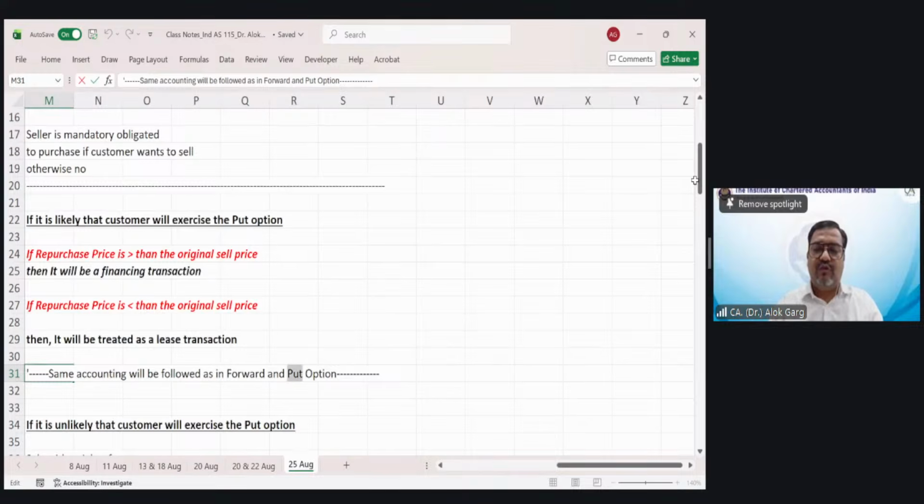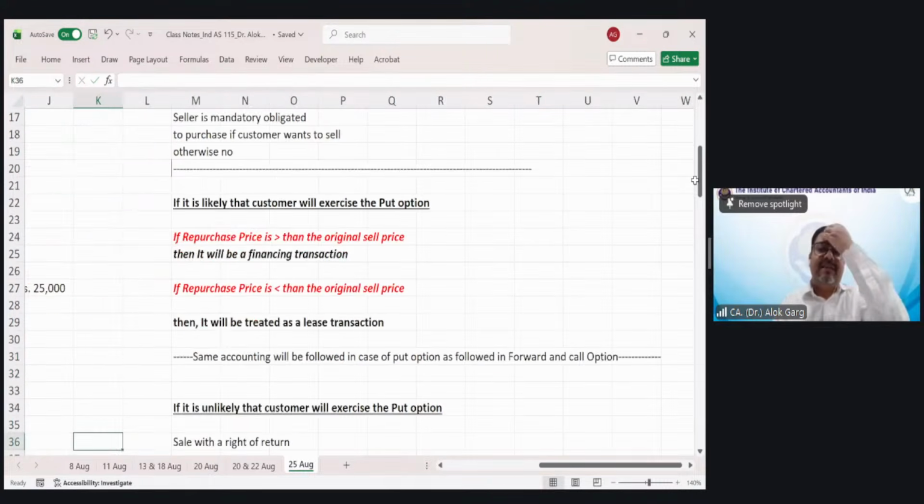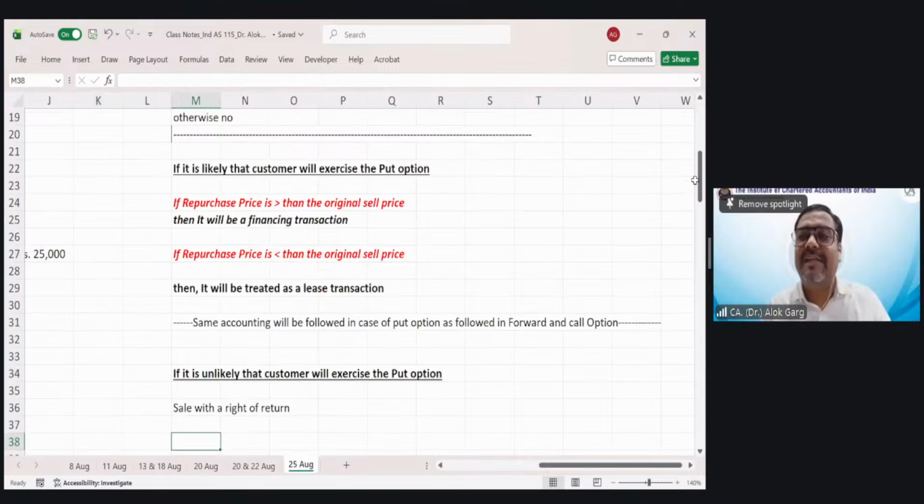Same accounting will be followed in case of put option as followed in forward and call option, right? If it is unlikely that the customer will exercise the put option, then it is a sale with a right of return.